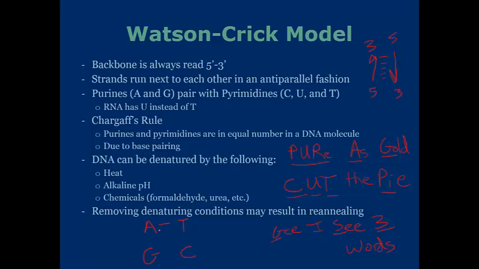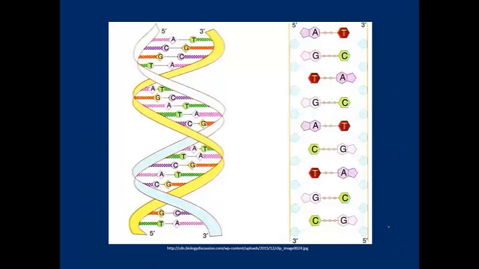For AT, you've got 2 bonds going across, whereas for GC, you have 3. So the way I like to remember these is simply pure as gold, cut the pie. I see 3 words. So again, purines, pure as gold, AG; cut the pie, CUT, pyrimidines; and the G and C have 3 bonds. That's the easiest way to remember this from what I found, and these will definitely be topics you'll see on test day. Here's a diagram listing out the structure of what DNA looks like via the Watson and Crick model.